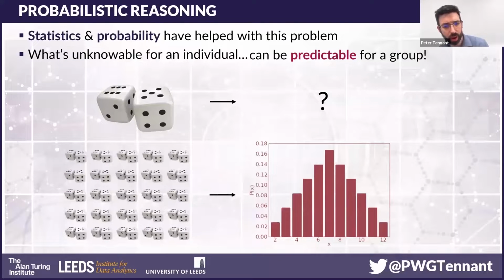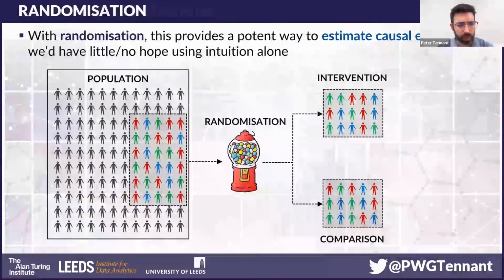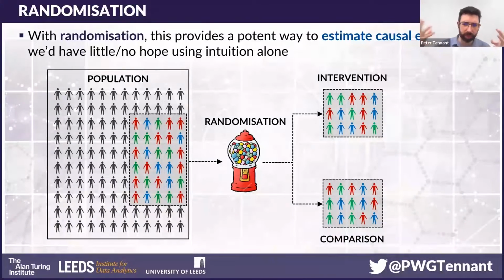In other words, we can know what the likely distribution of scores will be if we were to roll 100 pairs of dice, or a pair of dice 100 times, more realistically. We'll never be 100% spot on, but we can get very, very close to what the distribution is expected to look like. The handy thing is that when we combine that with this other kind of tool, randomization, then we can actually estimate these probabilistic causal effects, the ones that perhaps intuitively we wouldn't be so good at, really quite effectively.